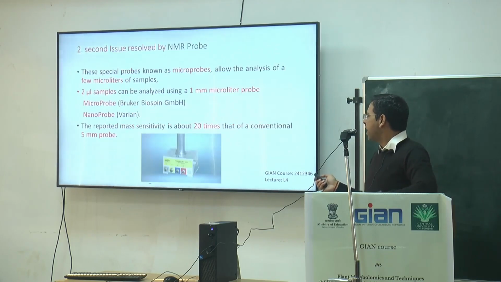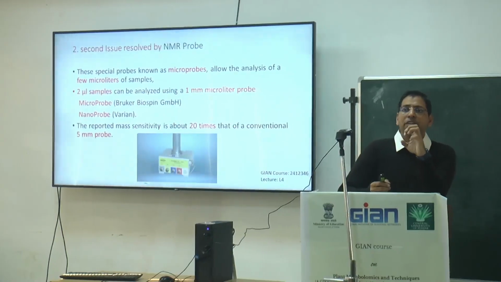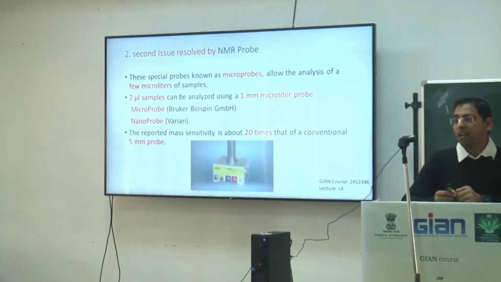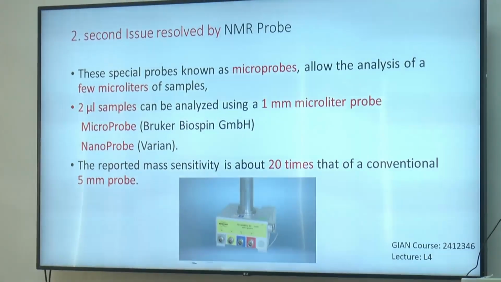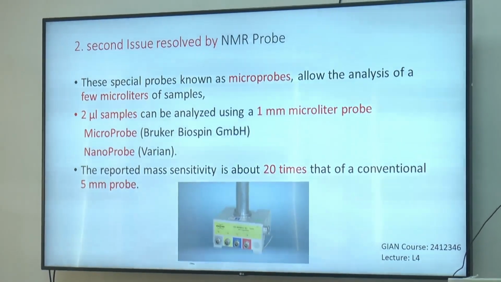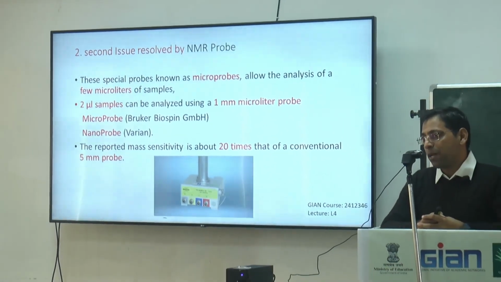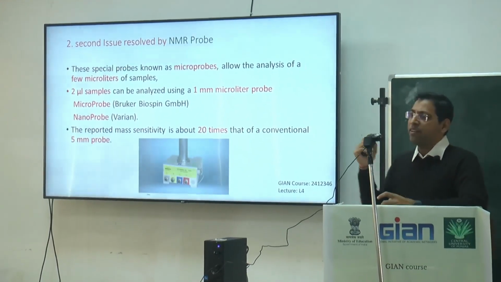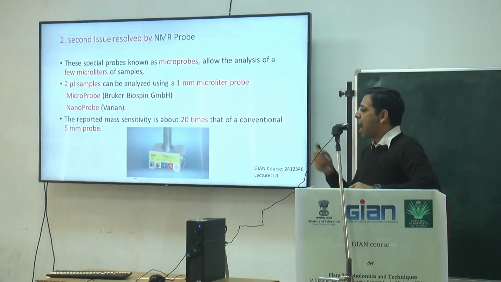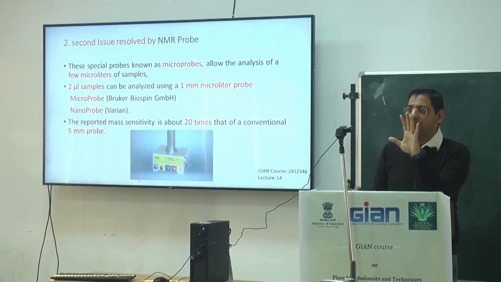Another point is about the NMR probes, because it depends on how much sample you need for the NMR. Previously the requirement was a little bit high, and it was not possible to use 100 microliters or 200 microliters. So this second development improving the specificity is associated with the microprobes. By using these microprobes, you can use a small amount of sample. Previously we used the 5 mm probes, and now you can use the 1 mm probes.